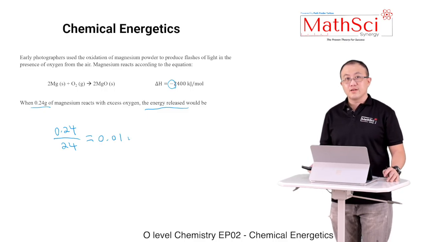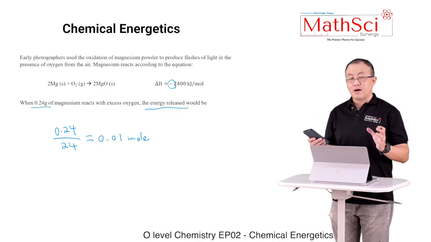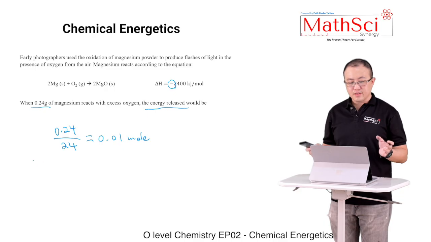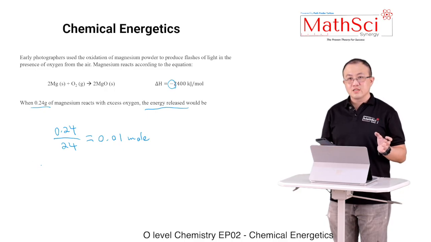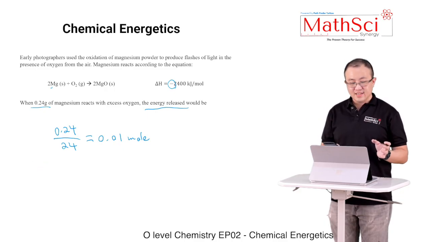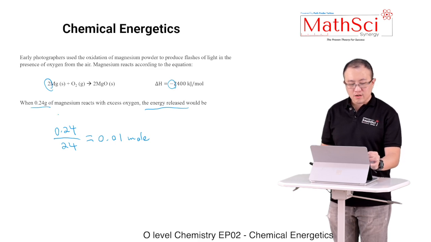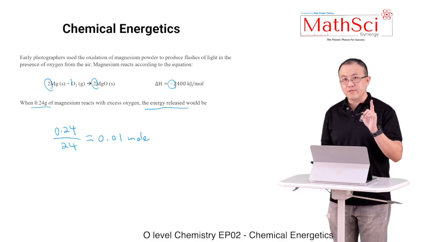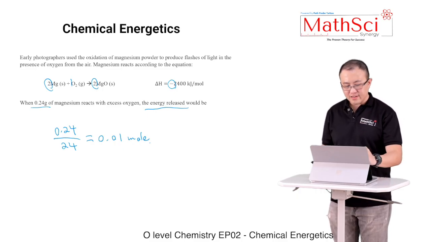you will get 0.01 mole in total. This is the amount of magnesium that you have. Okay, and in this reaction, you need 2 parts of this, right? So every 2 mole of Mg needs 1 mole of this to give you 2 mole of this. So because of that, in order to calculate the per mole one, this is the total you have.